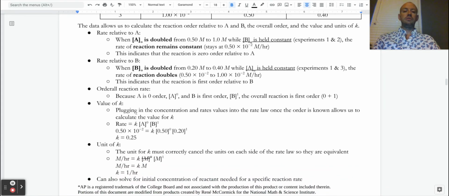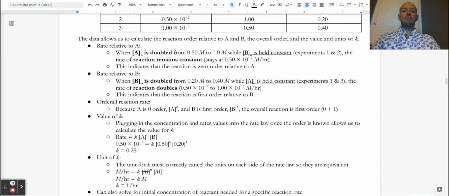So the value of k we can get by recognizing we've made an equation here. The rate, specifically the initial rate, but the rate law is true no matter what. The rate equals k, A to the 0, B to the first. Well, I have data about the rate. I don't know what k is. I can plug in a value for A and for B with the correct exponents.